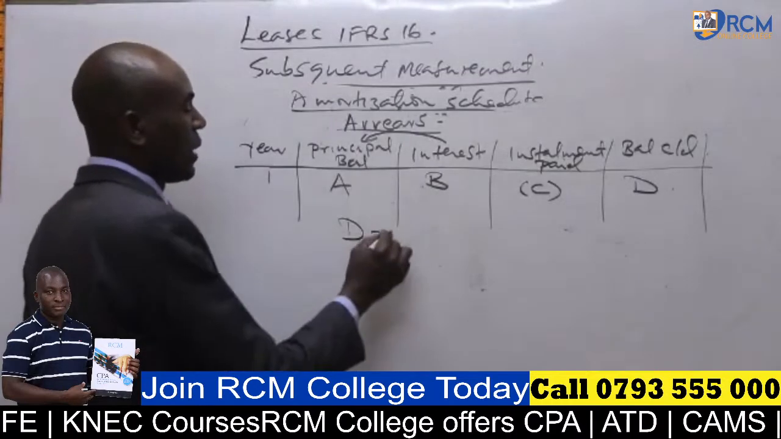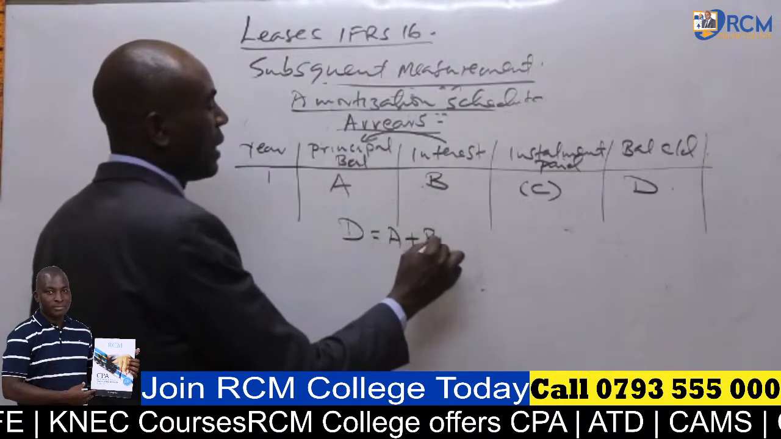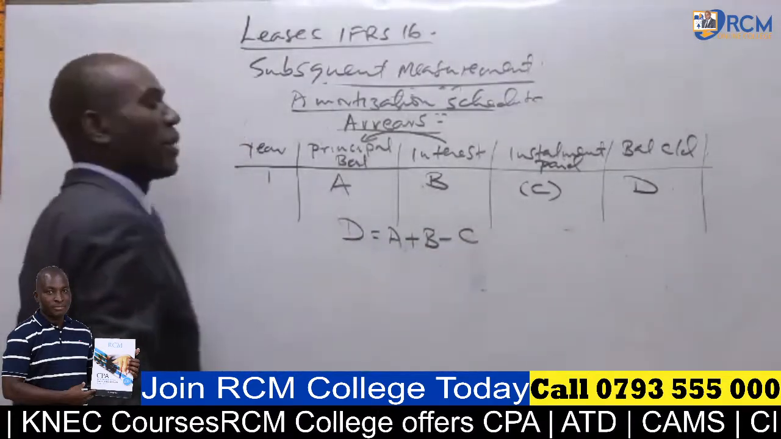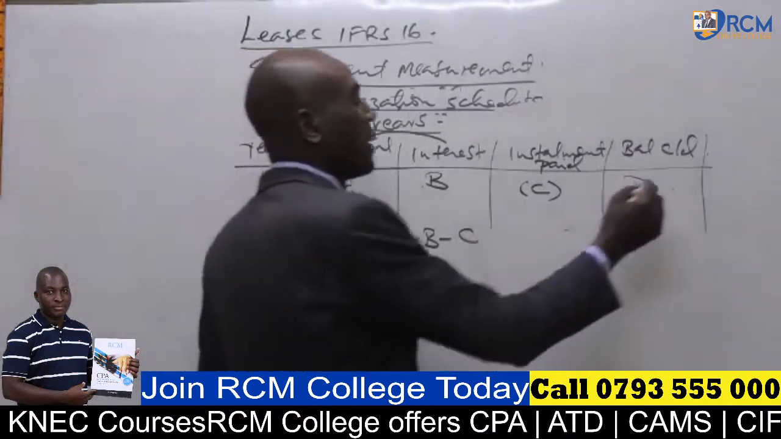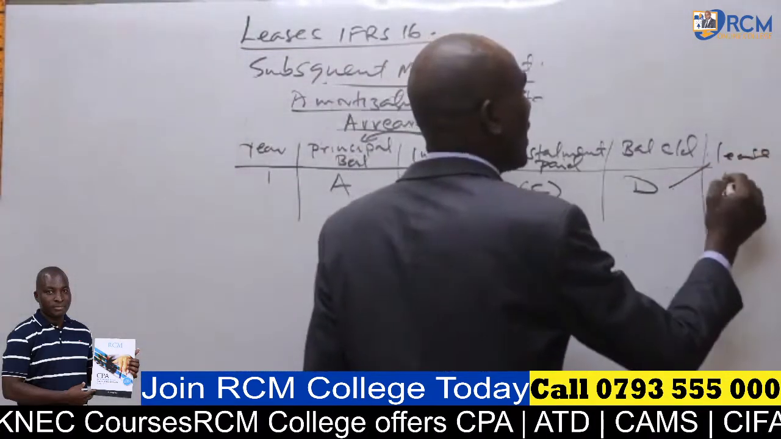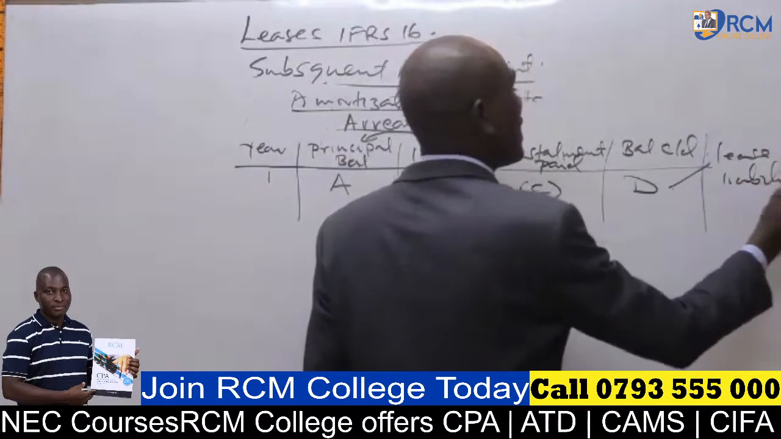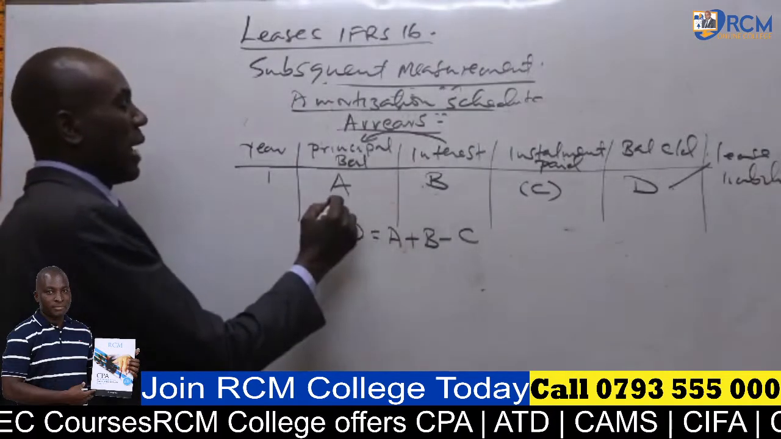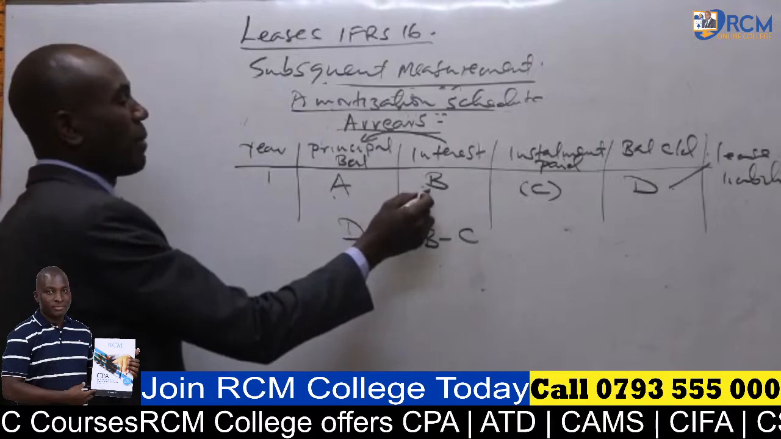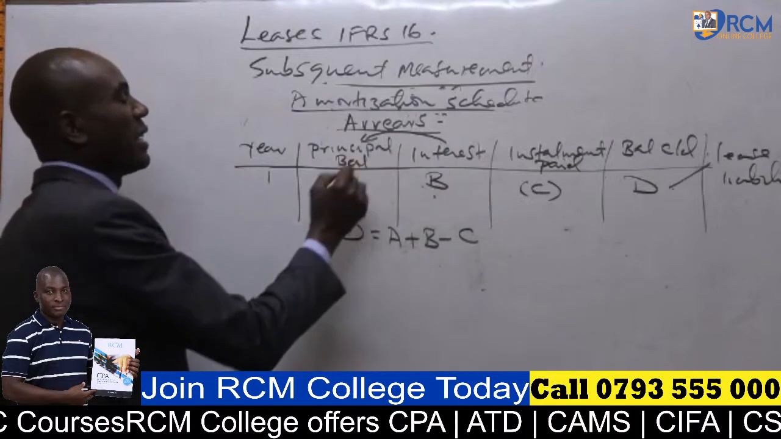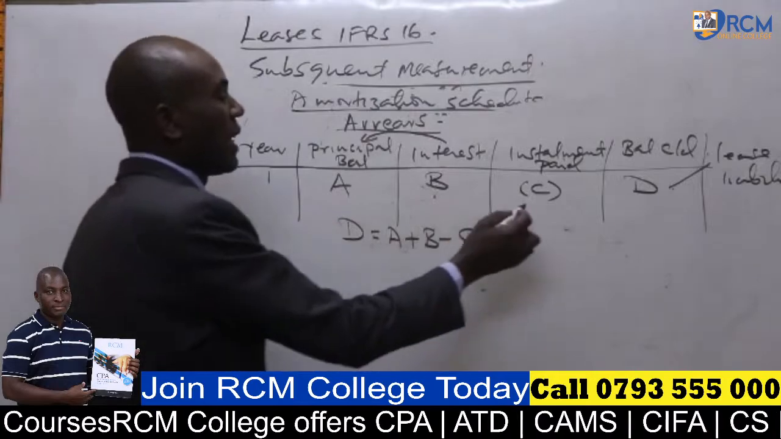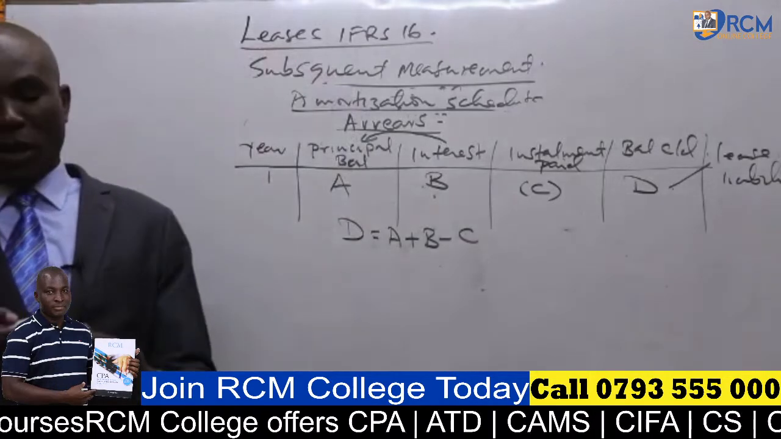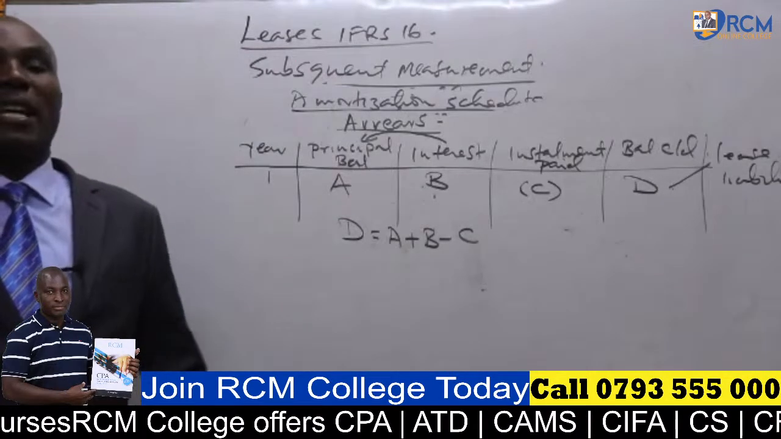D equals A plus B minus C. This D, balance carried down at the end, will be the lease liability. What I'm going to report at the end of the year as my lease liability is D, equals A, principal balance, plus the interest, and the interest we charge on the principal balance. Then I less the installment, I get D. That is how we do the amortization schedule when payments are made at the end of the year.